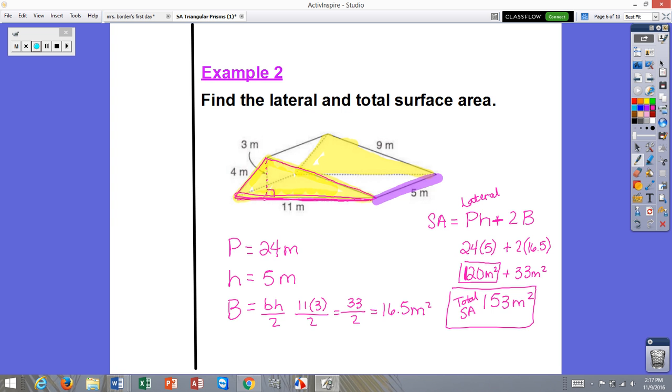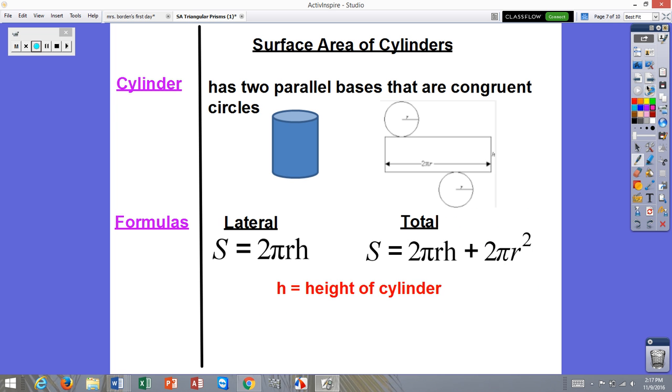Alright, so now let's take a minute and talk about cylinders. Okay? So cylinders are very similar to prisms. We have two parallel bases. This time, though, the bases are circles. Circles have their own special relationship, and we have that wonderful relationship that involves pi. When calculating the circumference of a circle, we would multiply pi times diameter, and when calculating the area of a circle, we would multiply pi times radius squared.